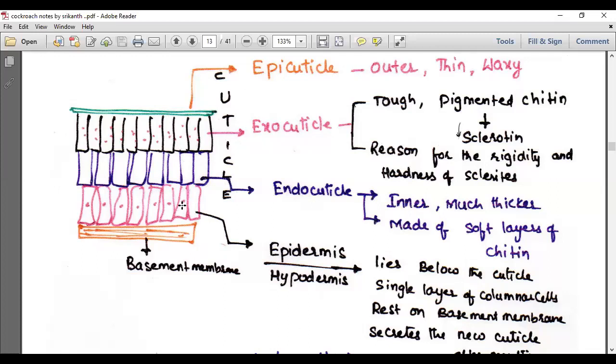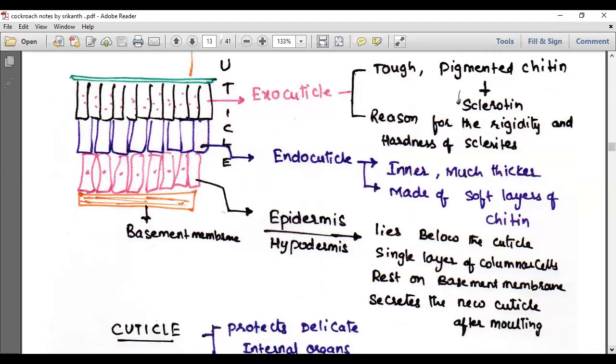And below that, you will find the epidermis. That's why we say hypodermis. Epidermis of the cockroach is also called hypodermis. It lies below the cuticle, a single layer of columnar cells which rest on the basement membrane and secrete the new cuticle after molting. Molting is a phenomenon of cockroach for growth. That means it will shed off the outer cuticular layer and form a new layer.